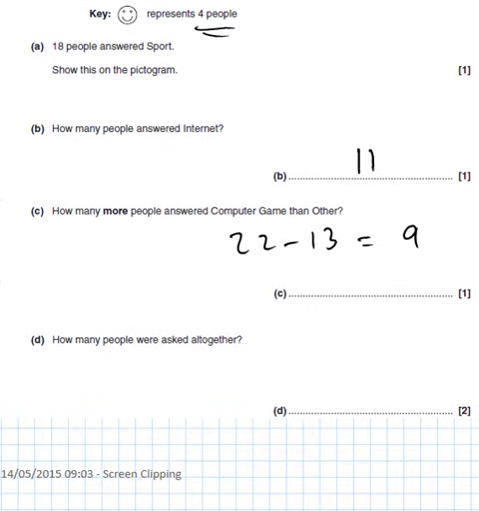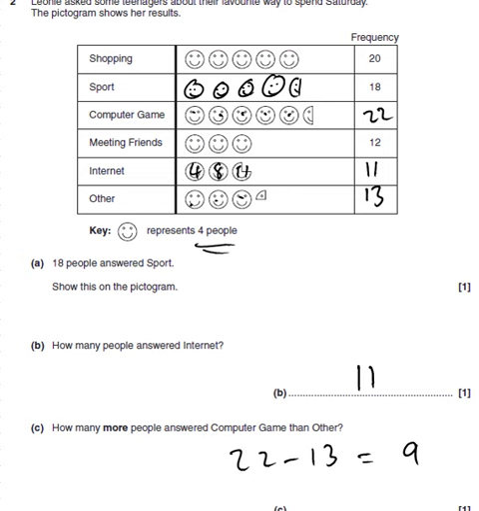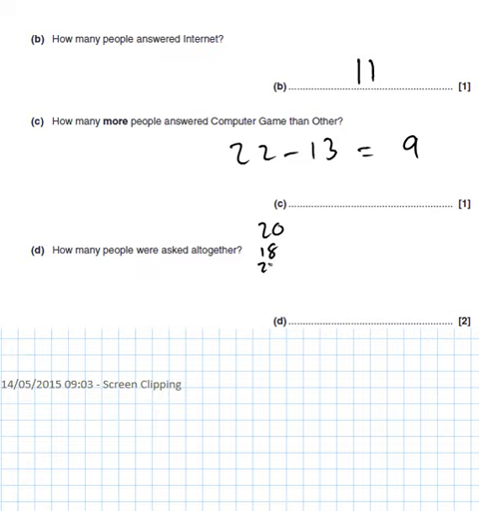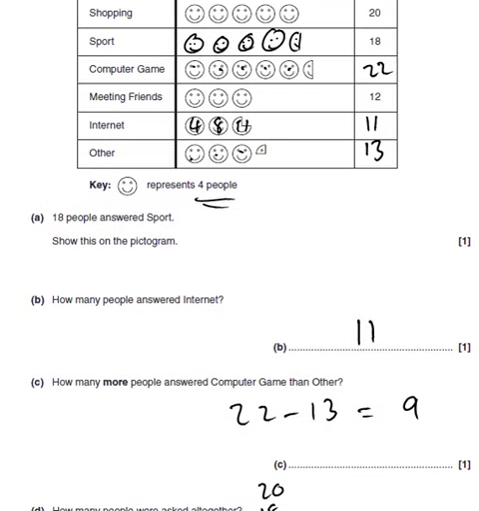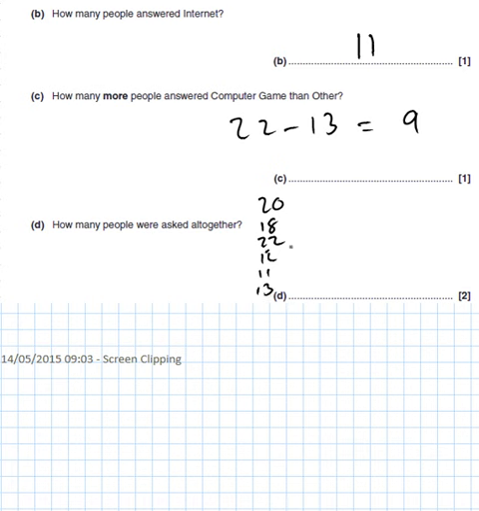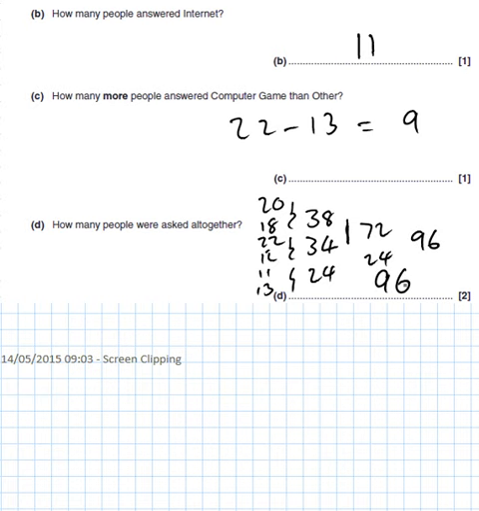So we've got to add up all these numbers here. So we've got 20, 18, and 22. We've also got 12, 11, and 13. So personally with this, I'd add numbers together in 2. So that's 38 with these two. These two would be 34. And these two then would be 24. And then add these two together, we get 60, 72. And then we've got 72 and 40 and 24. That gives us 96 in total.